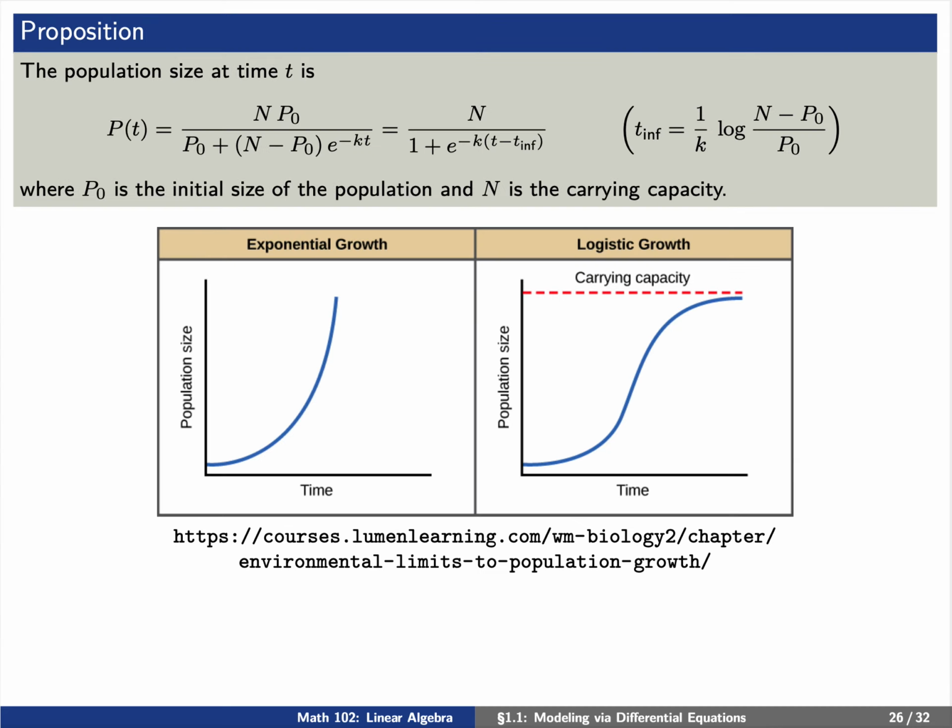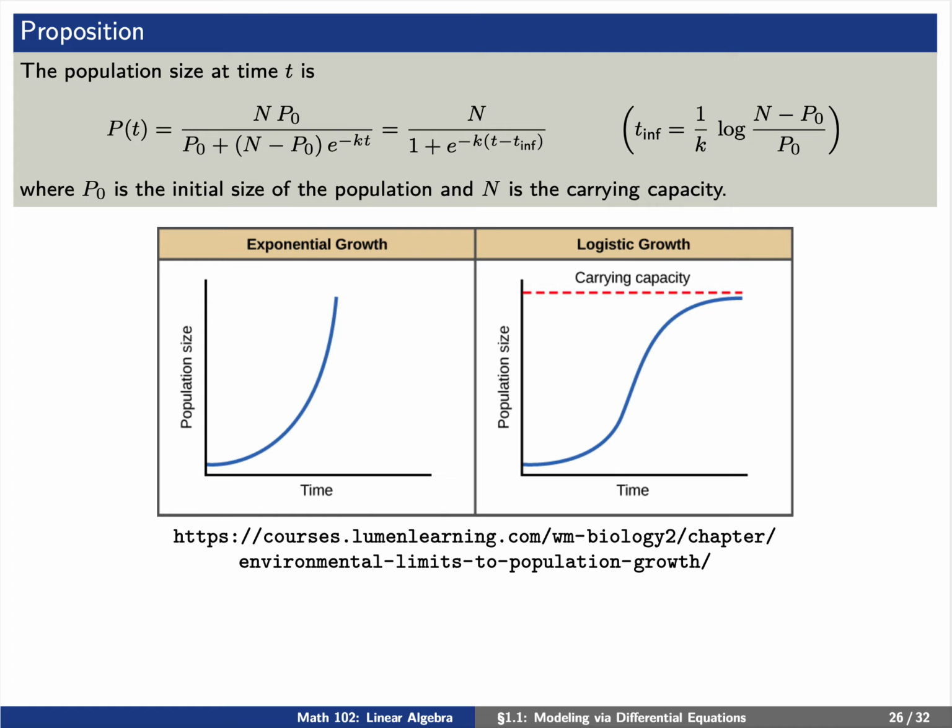Later in the course, we'll see how to solve this differential equation, but for now, we'll say that the solution looks like what you see here on your screen. We can write the population size at time t, P(t), as N divided by 1 plus an exponential. Recall that P0 is the initial size of the population, and N is the carrying capacity. Here you see a graph of our solution.